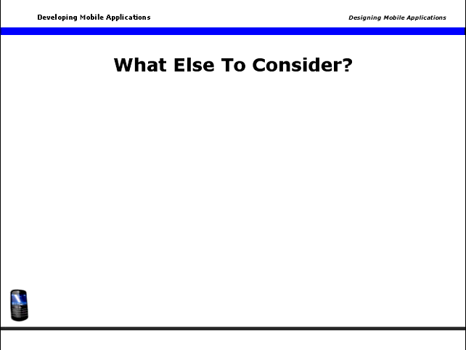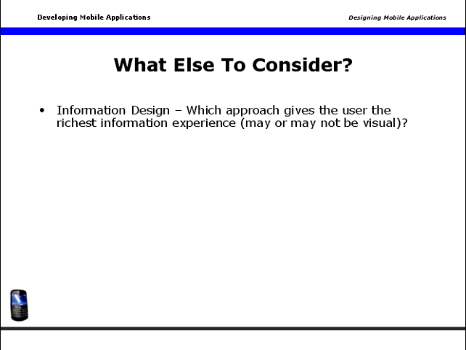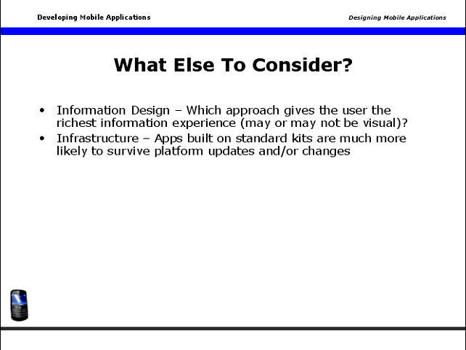One is your information design. Which approach gives the user the richest information experience, which may or may not be visual, and which depends on your original purpose for the app. The other important issue to consider is a fast-changing application infrastructure. Apps built using standard graphics from platform SDKs are much more likely to survive platform updates and changes. The new kits are much more likely to be backward compatible with the graphics.